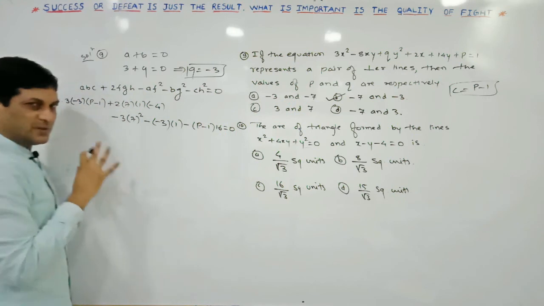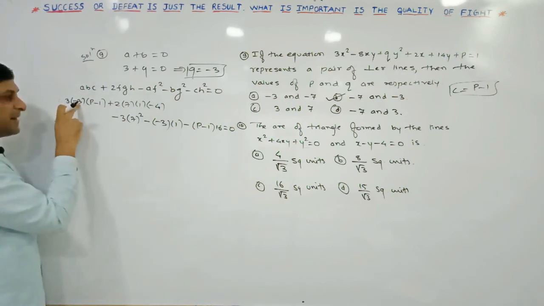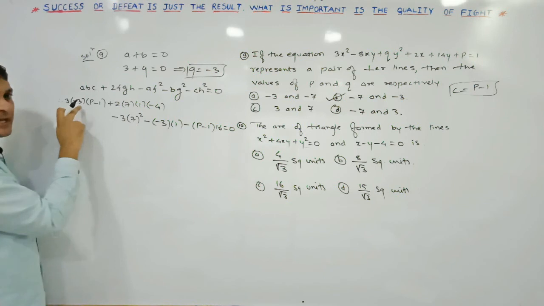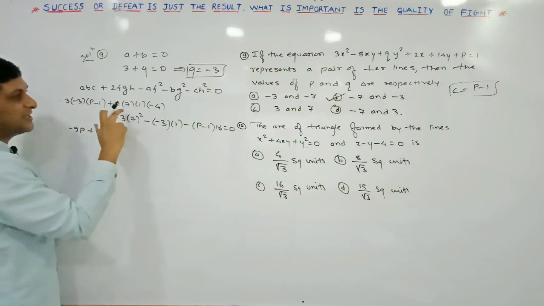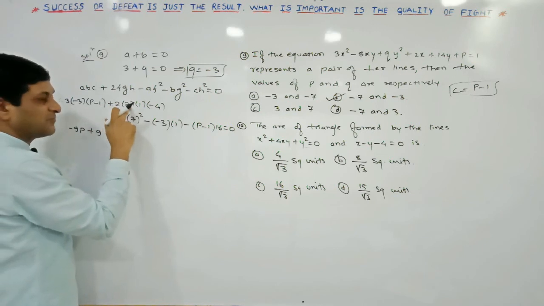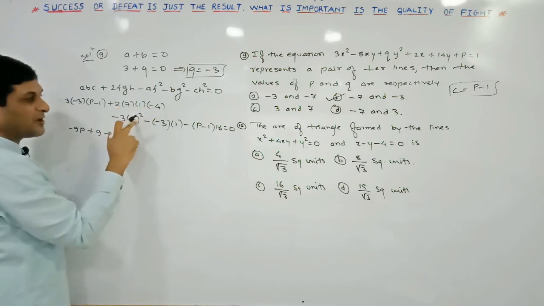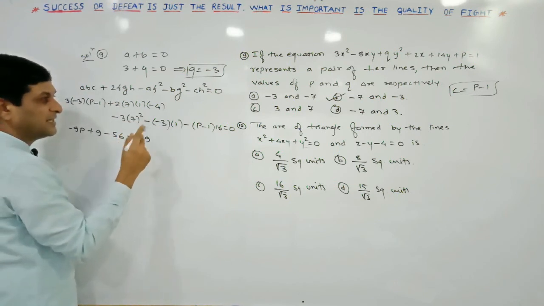Is equal to 0. The remaining part is just to simplify this equation. 3 into -3 is -9. -9 into P will be equal to -9P. 3 into -9 into -1 will be equal to +9. Here 2 into 7 is 14. 14 into -4 is -56. Square of 7 is 49.